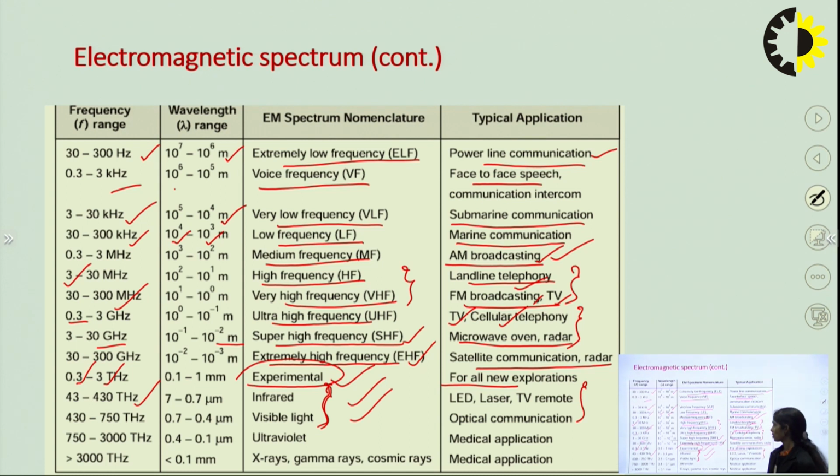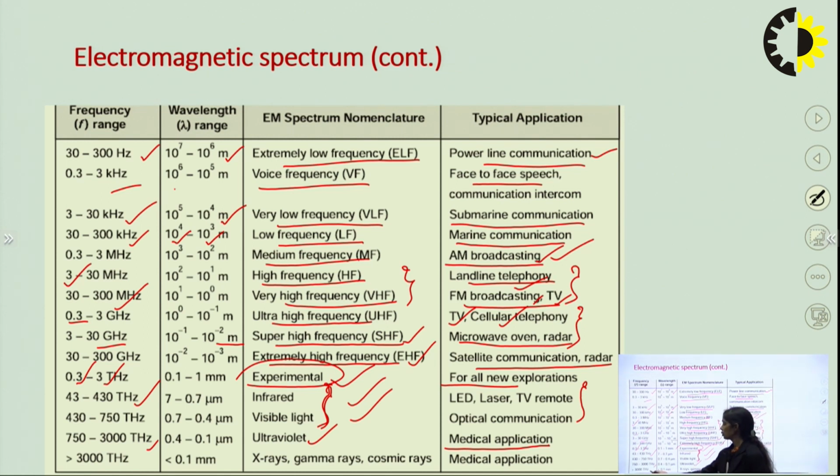Now next comes 750 to 3000 terahertz, the ultraviolet range of frequency. We found many applications of these frequencies in the medical field. In the medical field we use this frequency range because of its high frequency; it can be used for high penetration depth imaging in medical fields.